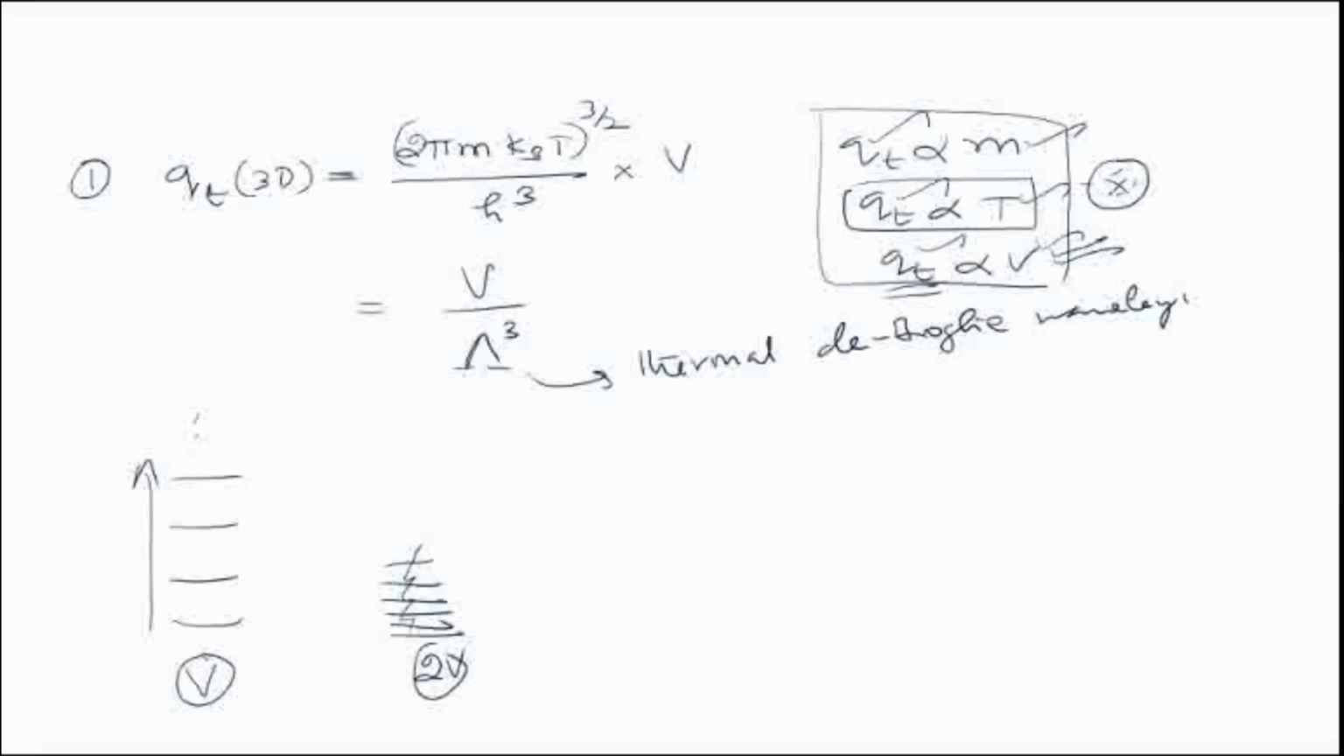Students, observe this carefully. The partition function gives you the number of states accessible by the particle at a given temperature. If Q is 100, the particle can access only 100 states. If Q is 200, the particle can access 200 states. Keep this in your mind, it is very, very important. So this is regarding translational partition function.